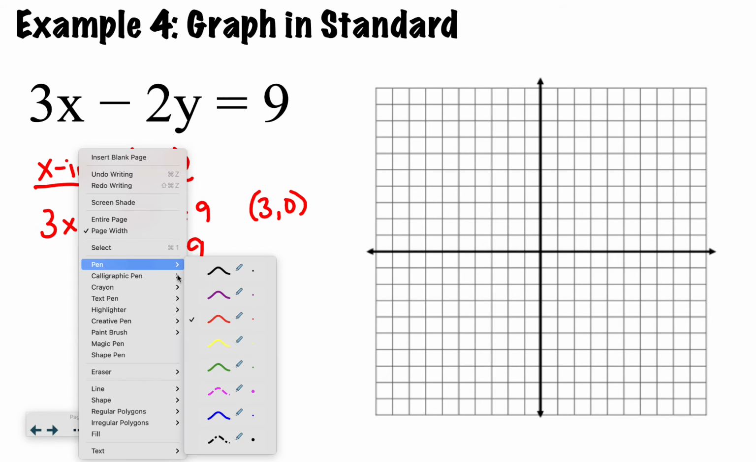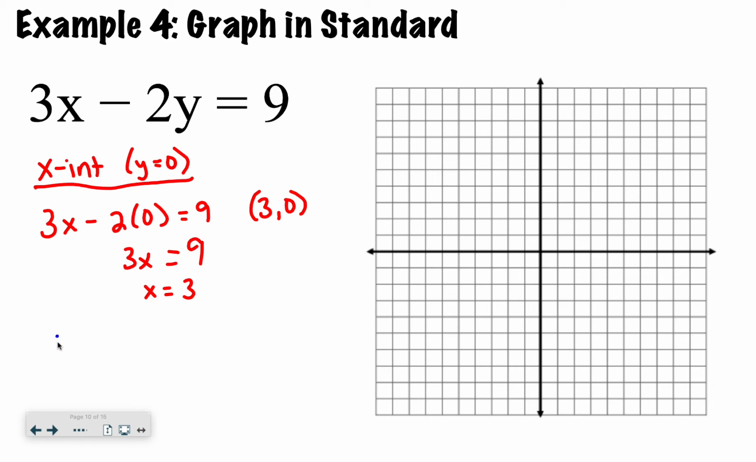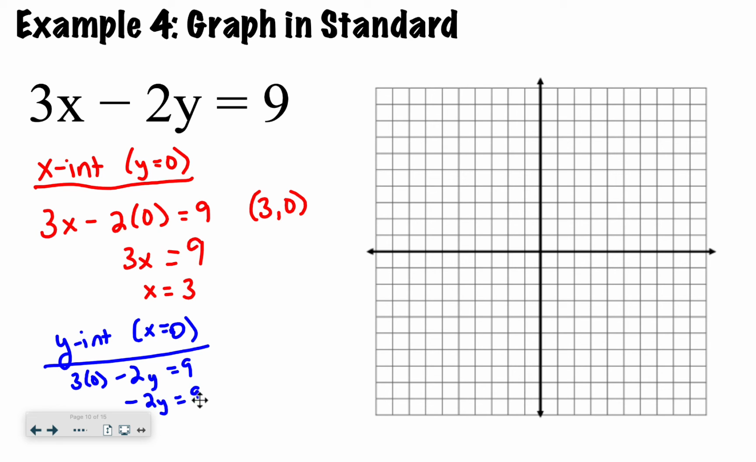Then if I take and solve for my y-intercept, remember that's when x equals 0. So then you'd say 3 times 0 minus 2y equals 9. Anything times 0 is still 0. So 0 minus 2y would just be minus 2y equals 9. Divide both sides by that negative 2, and you get negative 4.5. So my ordered pair for the y-intercept would be 0, comma, negative 4.5.